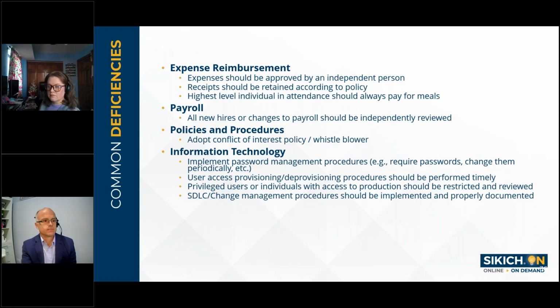From an internal controls perspective. And we're running up on the top of the hour here. So I want to share a good story.